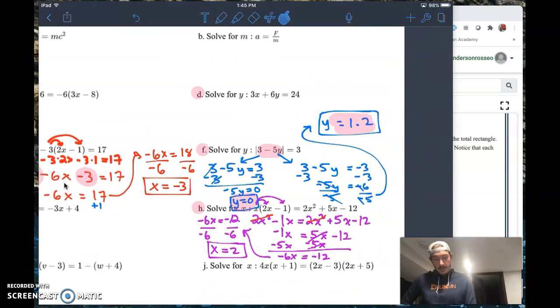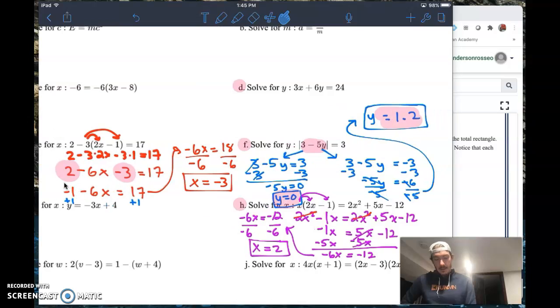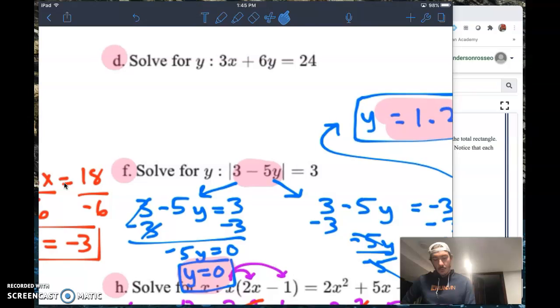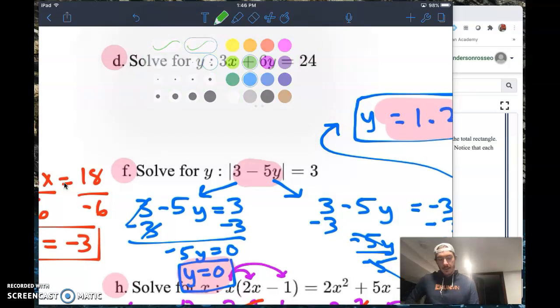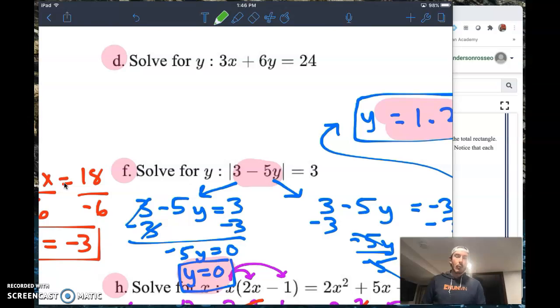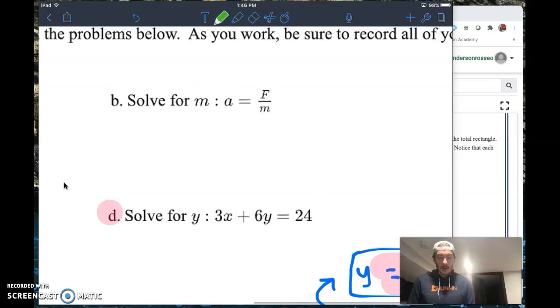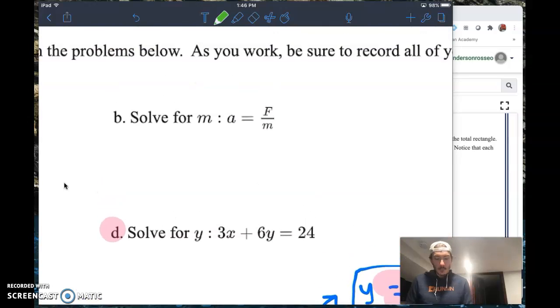I'm going to move on to something a little bit more complex, and what I'll move on to is letter D. Letter D, recall, folks, we've got an equation in standard form, and they're asking me to solve for y. It's effectively saying, can you rewrite this in slope-intercept form? And I'm going to work upwards on this one just to give myself a little bit more space.